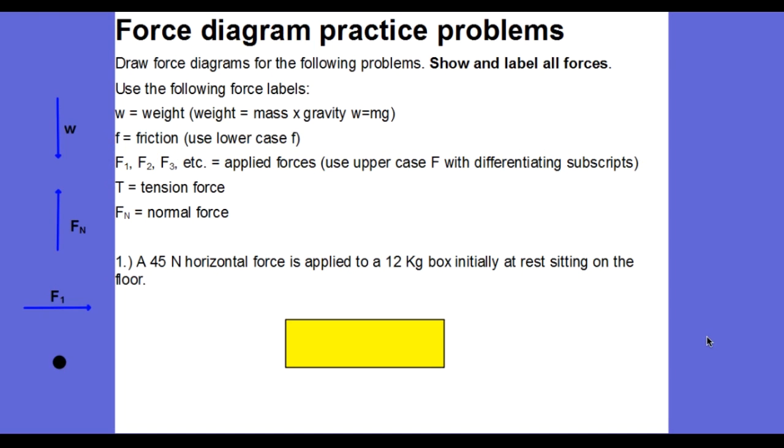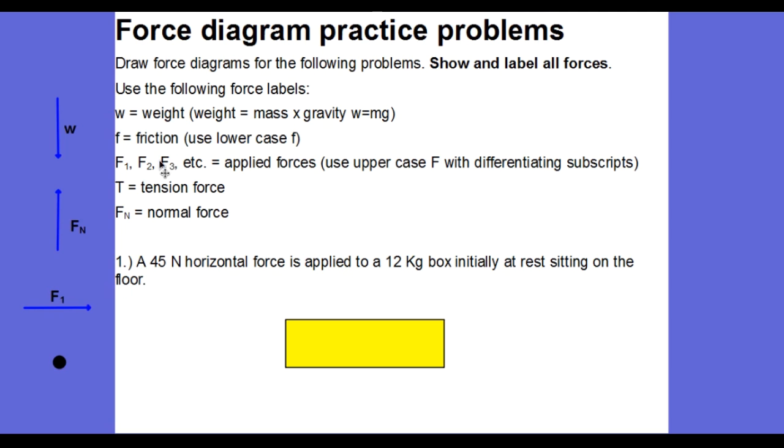The first problem: a 45 Newton horizontal force is applied to a 12 kilogram box initially at rest, sitting on the floor. Up here I've given you some letters that we would typically use for common forces. Lowercase f for friction, W for weight, and please note that weight is equal to an object's mass times 9.8. T for tension, F sub N for normal force, and F with subscripts for any other forces.